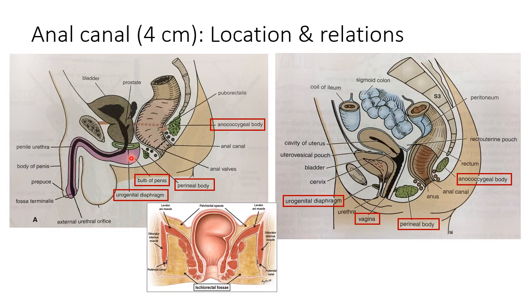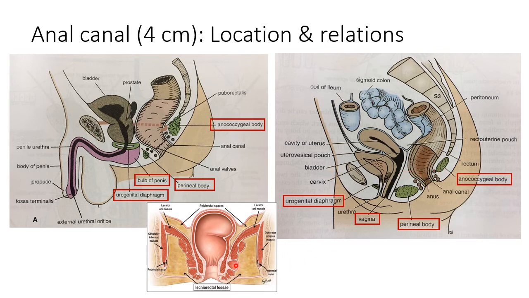There is also the bulb of the penis in males anterior to the perineal body. So posterior relations are the same, anterior relations, most of them are the same, but you need to think of the reproductive structures in male and female. Laterally, this image shows you the lateral relation. So the bigger images showed you the anterior and posterior relations.